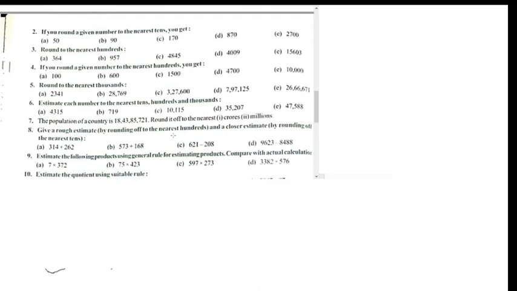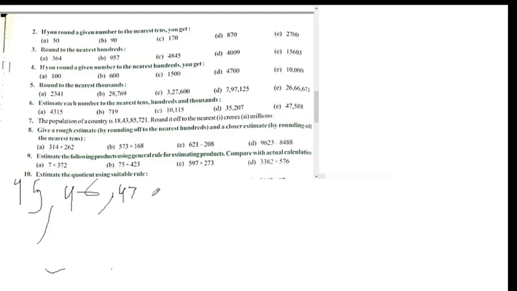If you round a given number to the nearest tens, you get, means you round the number and you will get like 50, 90, 170, 870, 200, 2700. Which number you round up, you will get this. Suppose if we round up 49, what will we get? 50. If we round up 48, then what will we get? 50. If we round up 43, then what will we get? 40. If we round up 51, then what will we get? 50. It means like that any possible numbers you can write whose nearest value is 50.